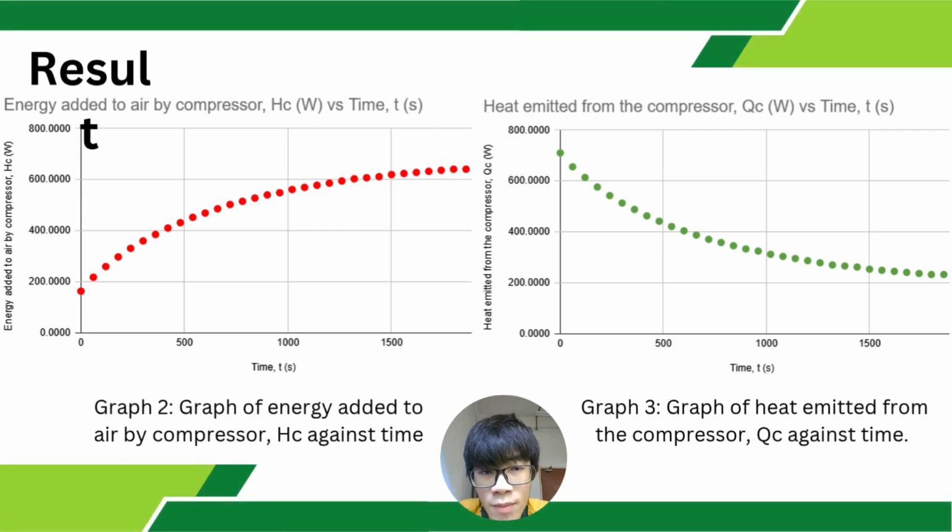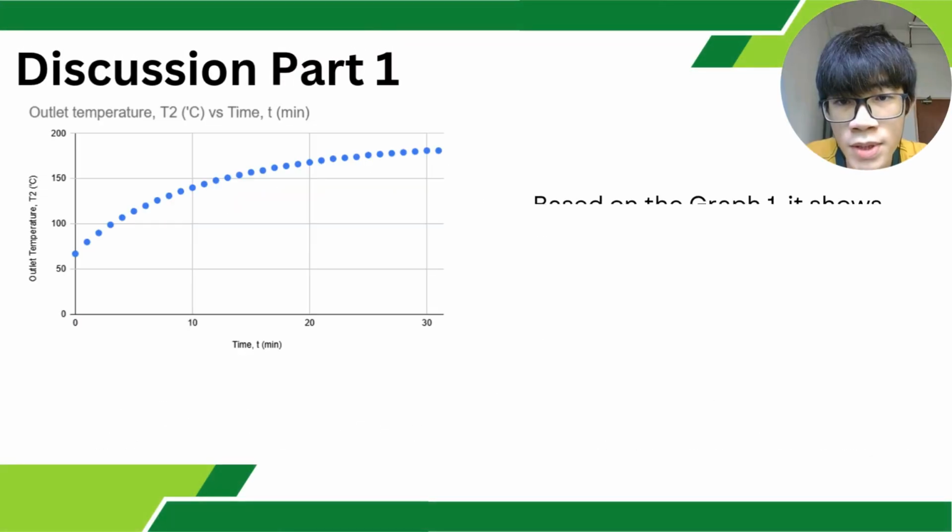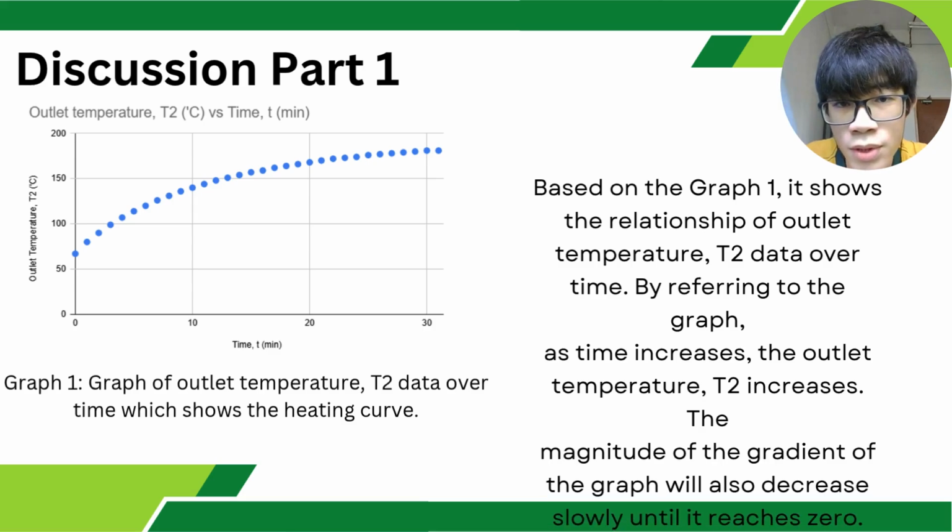From table 4, we can draw two graphs. Graph 2 is a graph of energy added to air by compressor Hc against time, and graph 3 is a graph of heat emitted from the compressor Qc against time. Then we come to the discussion, part 1, which discusses the shape of the graph.